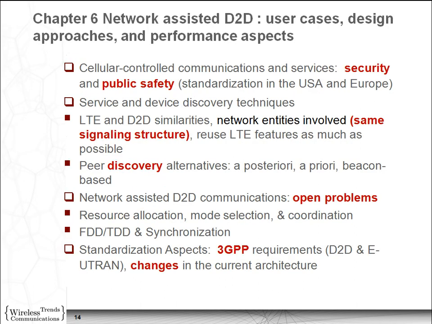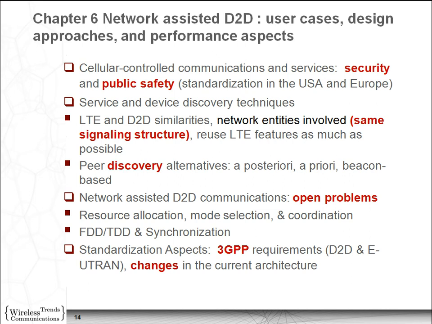Chapter number 6 is about network assisted D2D. So as I said before, when we have this network assisted, that means that we always have the cellular network in control of how the resources are allocated. So basically here we have an initial discussion in the chapter about security and public safety.